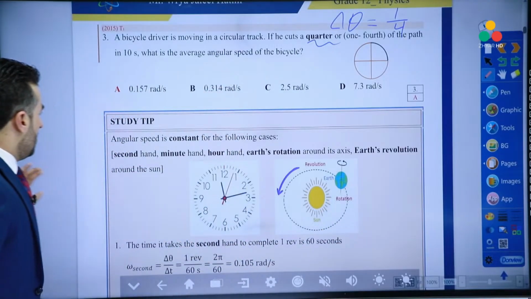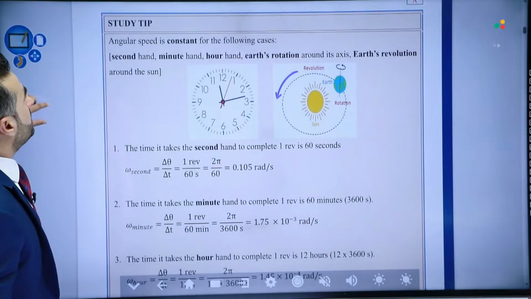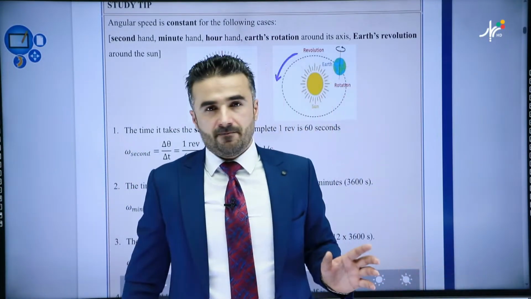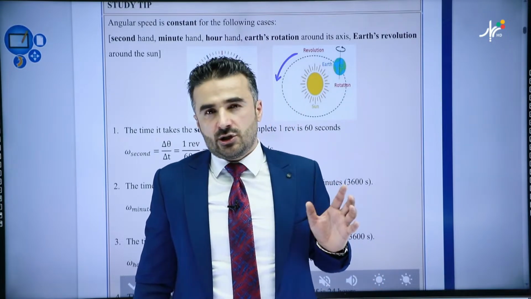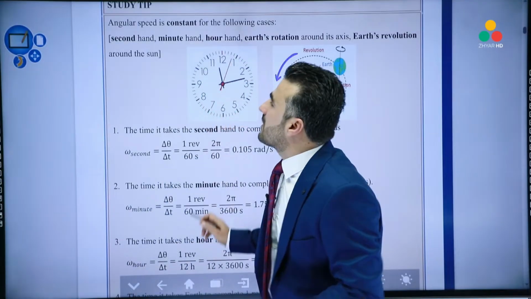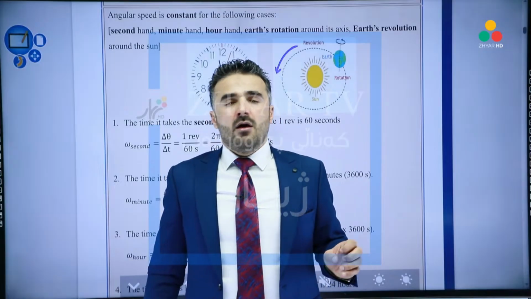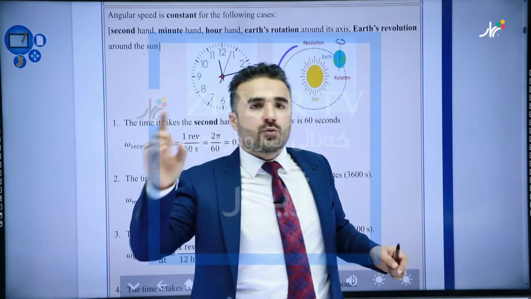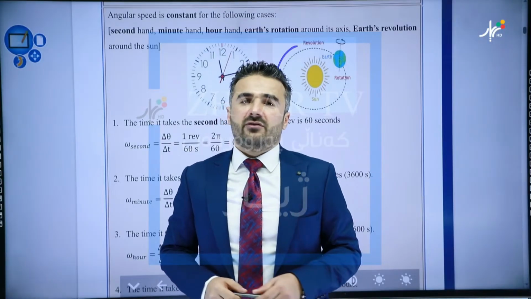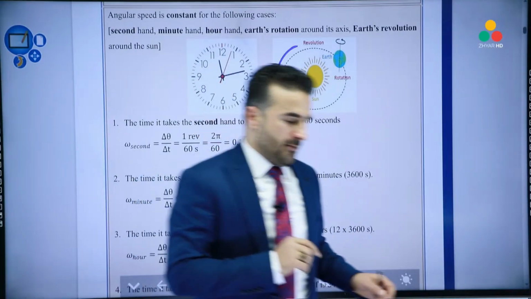Now, I would like to emphasize something different, which is also very important. Take a look at this. Angular speed is constant for the following cases. Whenever the motion of something doesn't change, we say angular speed is constant. For example, the angular speed for the second hand, the minute hand, the hour hand, the Earth's rotation and Earth's revolution is constant. And also the angular speed for the revolution of the Moon about the Earth is constant. Now let me show you something.